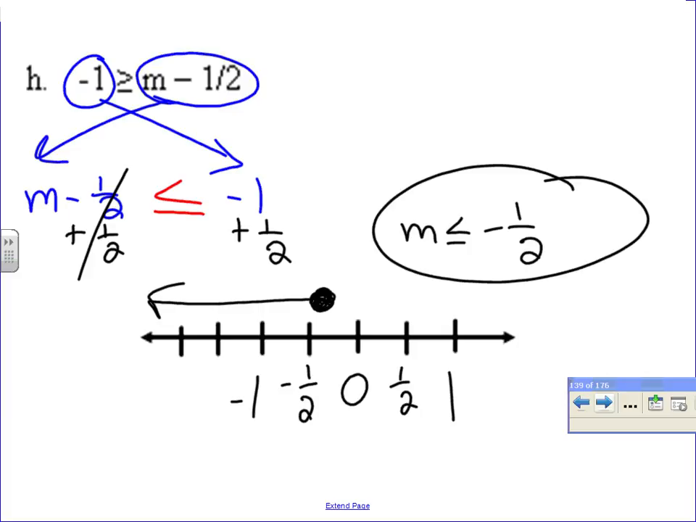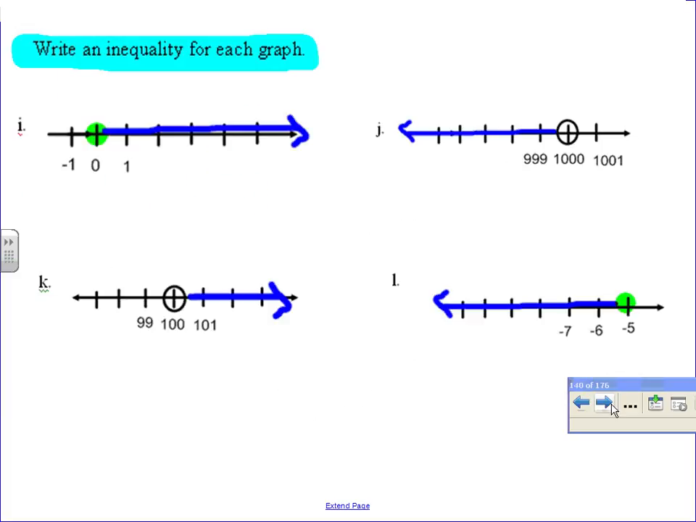Please rewrite the inequality before you solve so the variable's on the left. Until you get really good with these, if you don't do that, you're going to make a mistake. So please rewrite it with the variable on the left first, then solve. Okay, questions on that? Okay, look at letter I. We're going to do I and J on this little section.